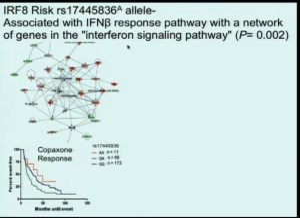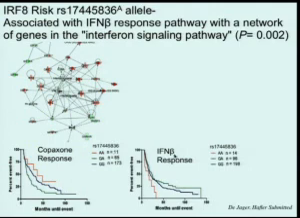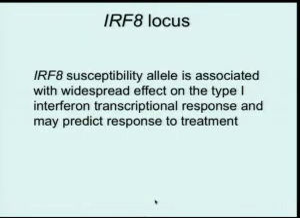But perhaps most interestingly, if you look at response to Copaxone, genetic variants have no effect on disease. Whereas if you look at response to beta interferon, if you're AA, you appear to respond less to beta interferon compared to the GA or GG. And I think this is really the beginning of what we need to be doing in all human diseases, begin to predict who will respond to treatment based on genetic variation. So the IRF locus is associated with widespread effects on type 1 interferon transcriptional responses and may predict response to treatment.